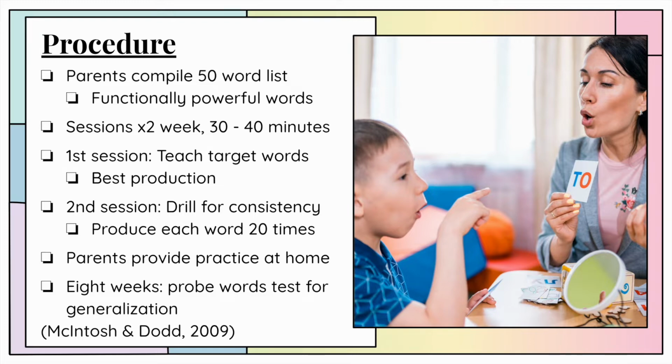Throughout the week, the parents also provided their children with opportunities at home to practice their target words in order to ensure that best production was being drilled every day, even when the kids were not at therapy. Additionally, once every 8 weeks, probe words were used, these are untreated words, to monitor for generalization and increases in consistency of speech production.